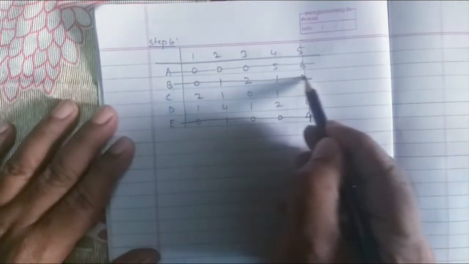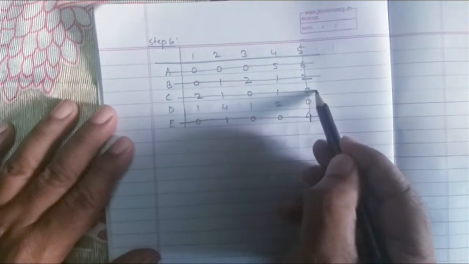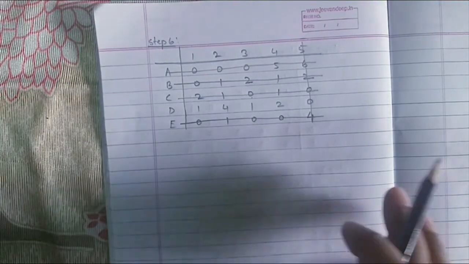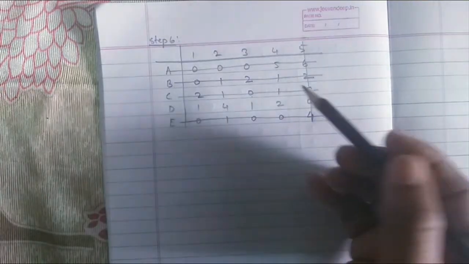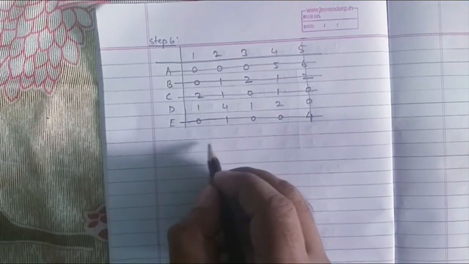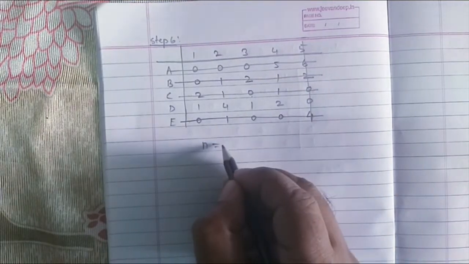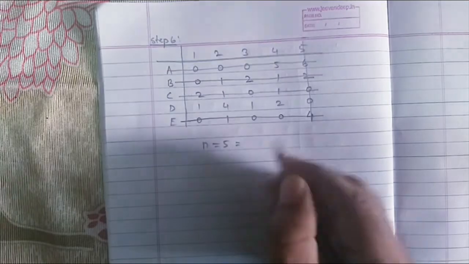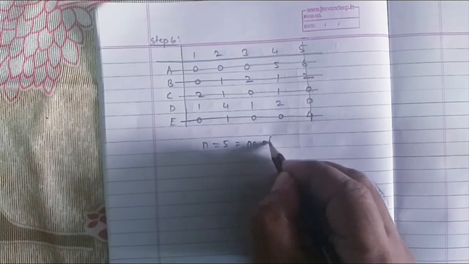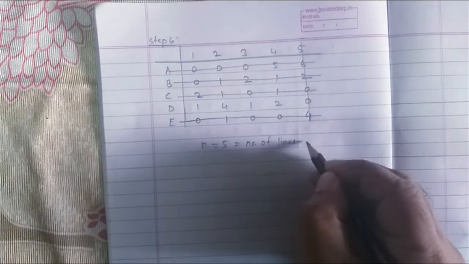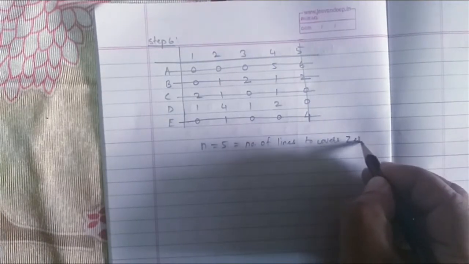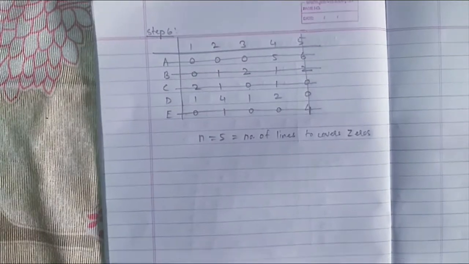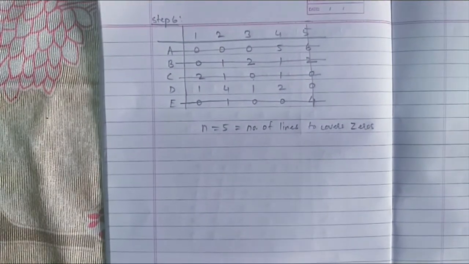So let us draw the lines. Okay, here we go. Now let us count the number of lines required to cover all the zeros, which is 1, 2, 3, 4 and 5. And you know the value of n is equal to 5, which is nothing but the number of lines to cover zeros. Okay, so we have come to the optimum solution here.